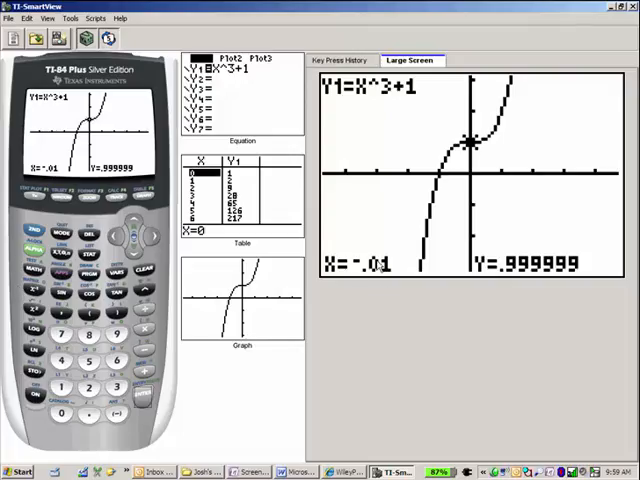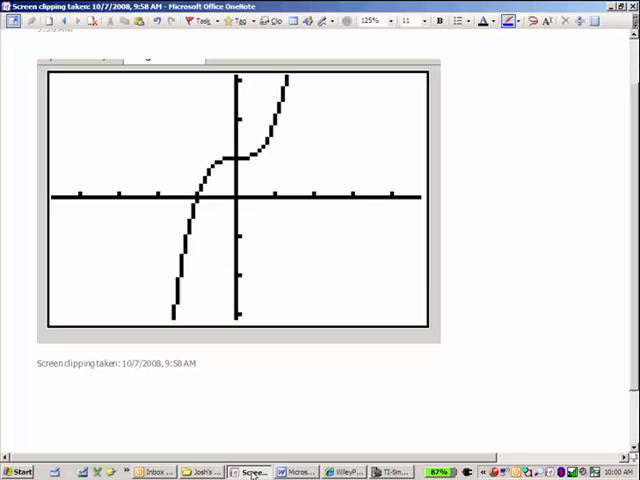So at -0.01, it's 0.9999. At 0, it's 1. Did I increase? Yes. All right. And then if I plug in 0.01, I get 1.00001. Did I increase? Yeah, I did. It's increasing. This function's increasing. But that was a good conversation. I like that. So this function's increasing.